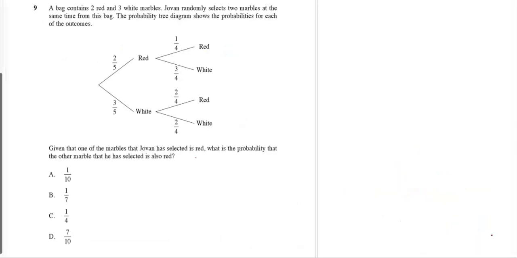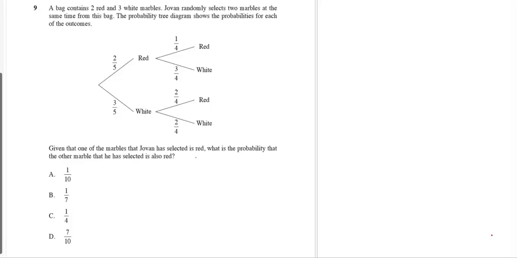Question 9. A bag contains 2 red and 3 white marbles. Joven randomly selects 2 marbles at the same time from this bag. The probability tree diagram shows the probability for each of the outcomes. Given that one of the marbles that Joven has selected is red, what is the probability that the other marble that he has selected is also red? Pause here to try yourself.